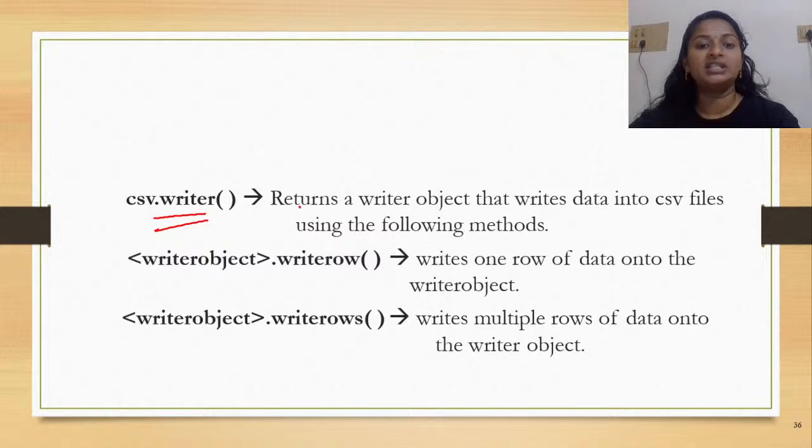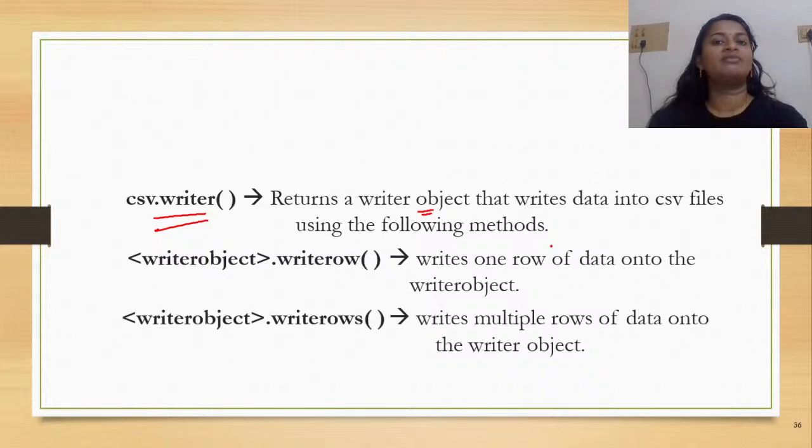Now this particular function would return an object. And what is the object? The object is a writer object. Now this would write data onto the CSV files. So it is actually using the writer object that the writing onto the CSV files would be happening. Now is it the writer function that is going to write the contents? No.